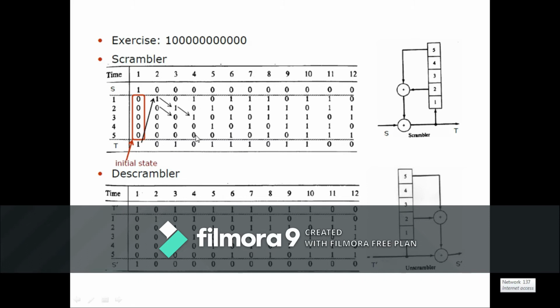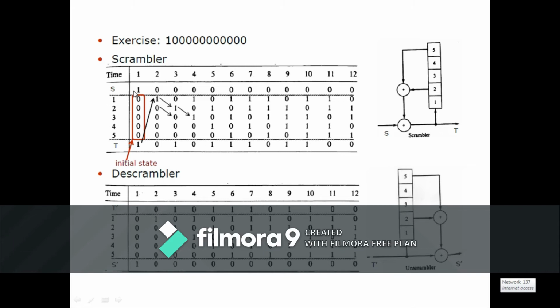modulo addition of the 0 and the previous content, which is a 0, the whole result will become 0. This way we have to process the data from t, which is equal to 1, 0, 1, 0, 1, 1, 1, 0, 1, 1, 0, 0. This is the output of the scrambler.